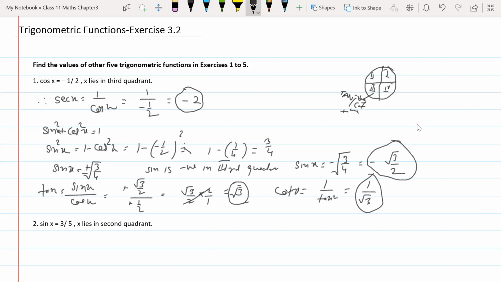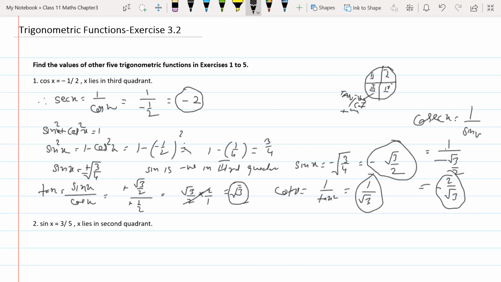Now cosecant. Cosecant x is 1 by sin x, which is 1 by minus root 3 by 2, and it is minus 2 by root 3. This is negative because sine is negative in the third quadrant, so the value would be negative.